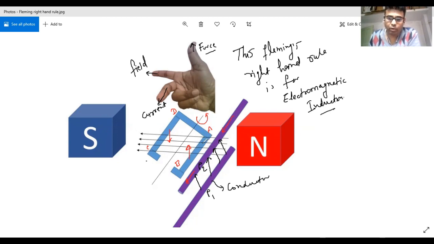So the flow of current will be from A to B, but at the same time, since it is rotating, the conductor CD will move in a downward direction, and as a result the current will flow opposite to the AB direction. So finally current will move like that, from here to here and from here to here, and we can finally connect these two terminals with any load like a bulb or anything. Okay, so we will discuss later.